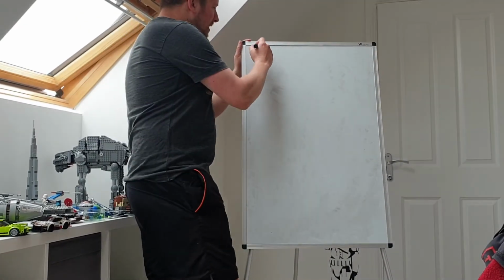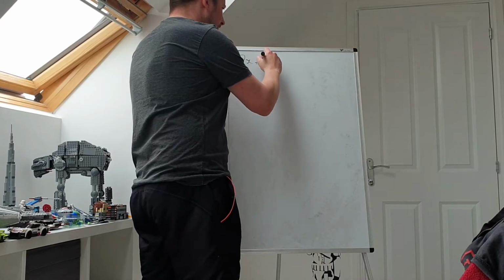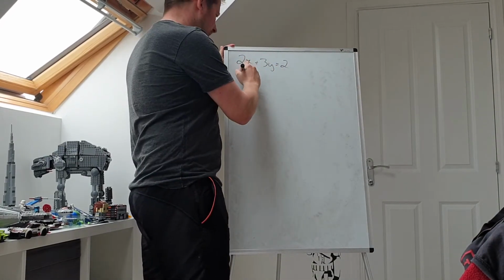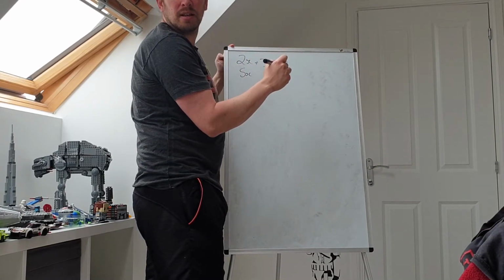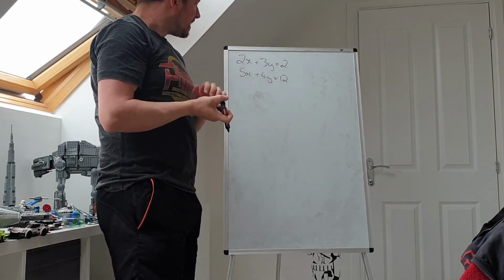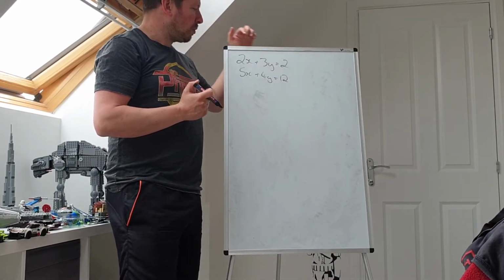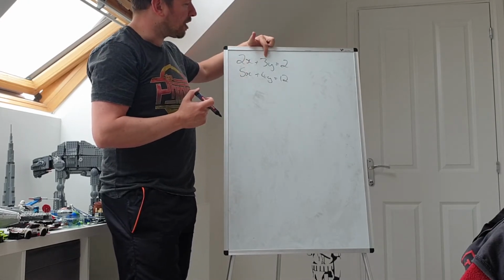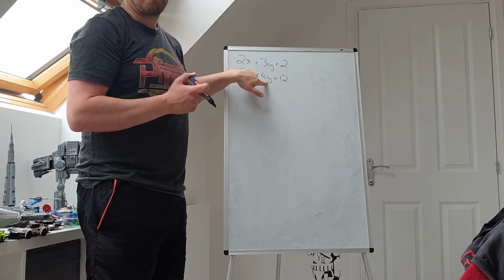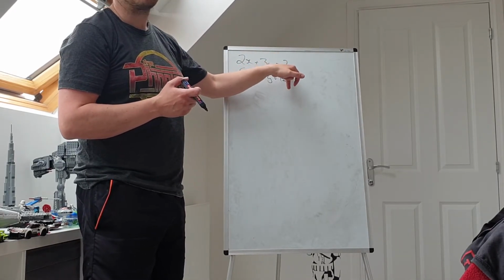Okay, so the next one is going to be slightly trickier, so it's going to be 2x plus 3y equals 2, and 5x plus 4y equals 12. Now again, what we're going to do is make the y's the same, but here the y's aren't the same at the moment. If I double this or treble this or quadruple this, I can't multiply by anything to make 4y unless I multiply it by 4/3. If I multiply this by 4/3 and this by 4/3, it doesn't make a nice number.